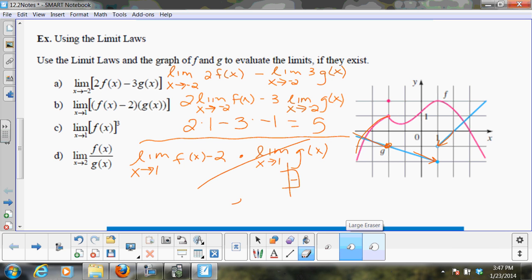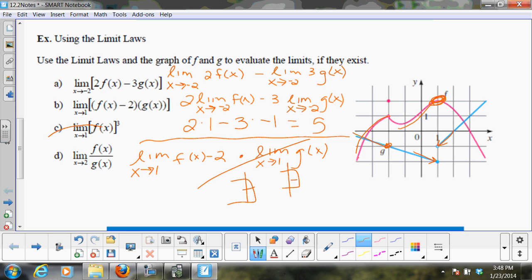Let me write that a little bit neater. C, the final limit is x approaching 1, all to the third. So as f of x is approaching 1, right there, that's up at 2. So looking at 2 cubed, which is 8.